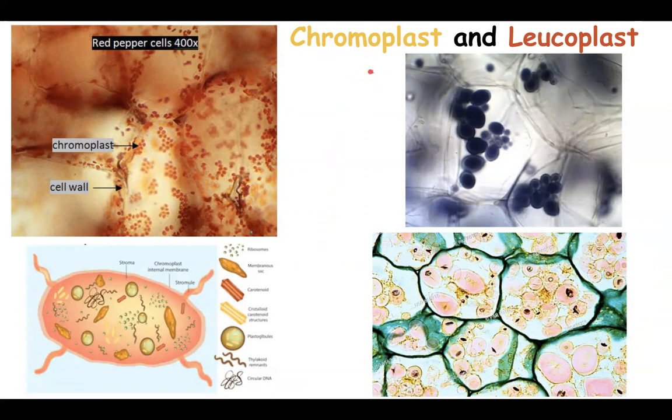The chromoplasts are found in the parts which are red or yellow colored. They have the pigments which are red or yellow in color. The leucoplasts are found in those areas where starch is stored. Their primary function is to store starch. They do not store any pigment in them.